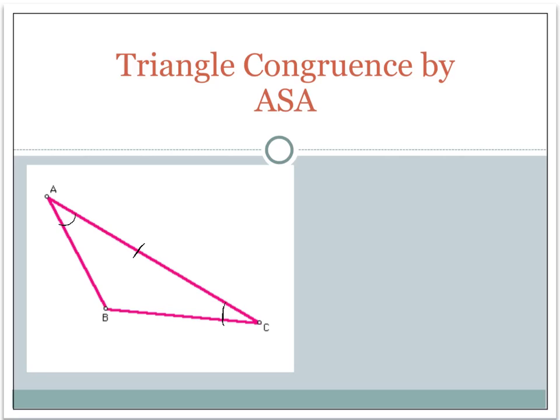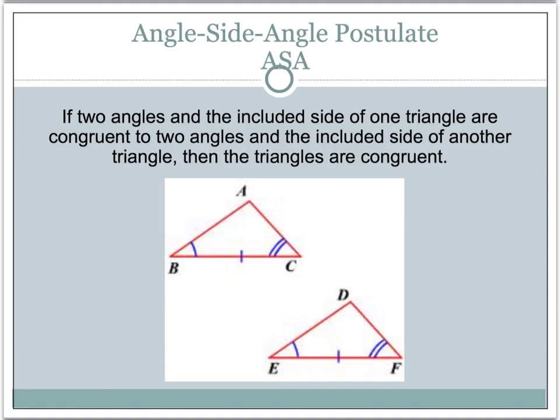When you're using angle, side, angle, you have to make sure that the side is the included side. And you'll see why in the next video. So the angle, side, angle postulate, or ASA, states that if two angles and the included side of one triangle are congruent to two angles and the included side of another triangle, then those triangles themselves will be congruent.